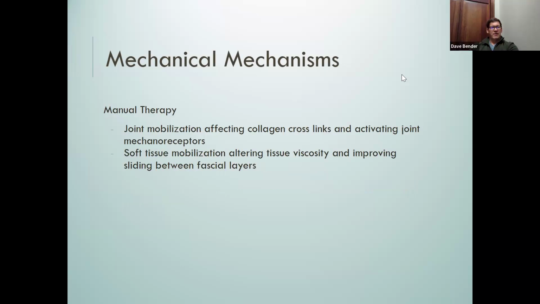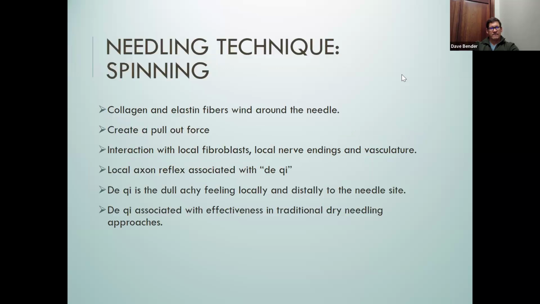Yeah, real quick, in manual therapy, joint mobilization affects collagen crosslinks, activating joint mechanoreceptors. Soft tissue techniques alter the tissue viscosity, improving sliding between fascial layers. These are other mechanisms by which manual therapy interacts with the tissues, and can get central input or also even peripheral input.